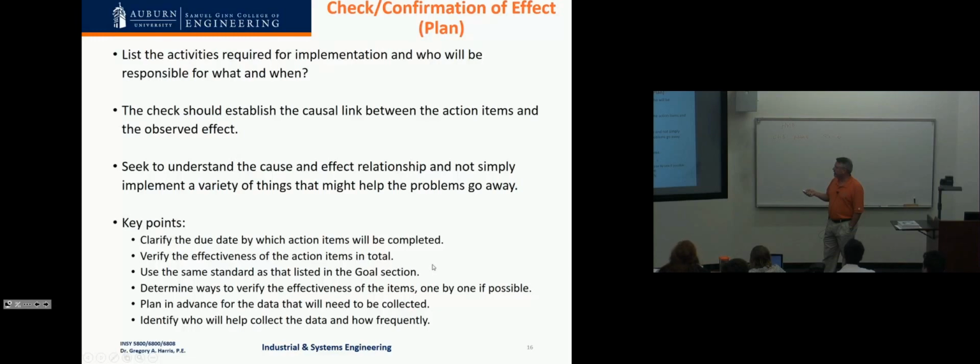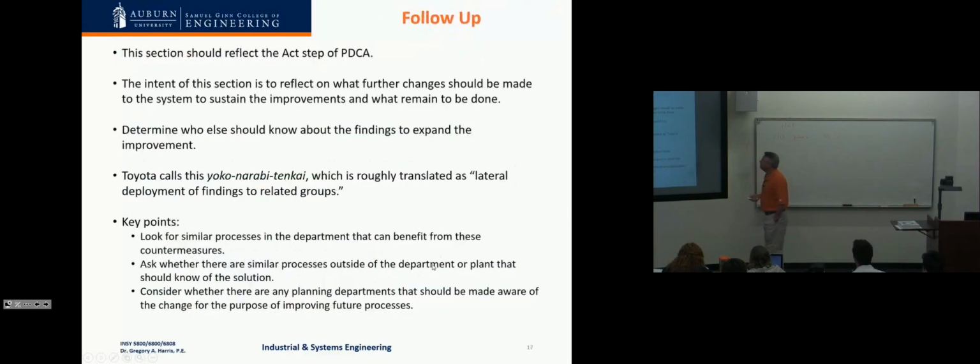It should also, though, be establishing that causal link between the action items that we had and what we observed as being the problems. So we need to make sure that we're doing that, and we want to make sure that, again, we're understanding the cause and effect relationship. And then follow up. This is the act step of the PDCA effort. It reflects on what further changes should be made.